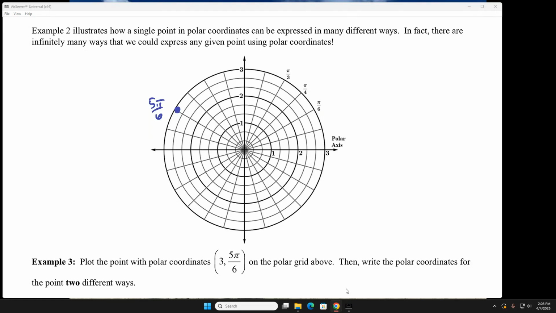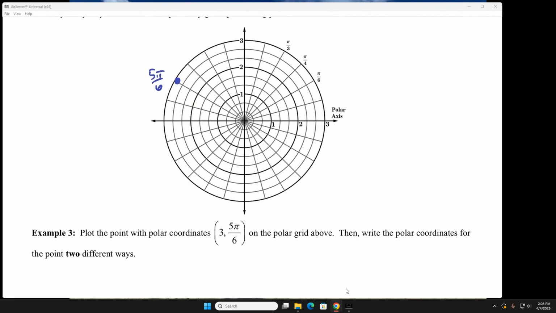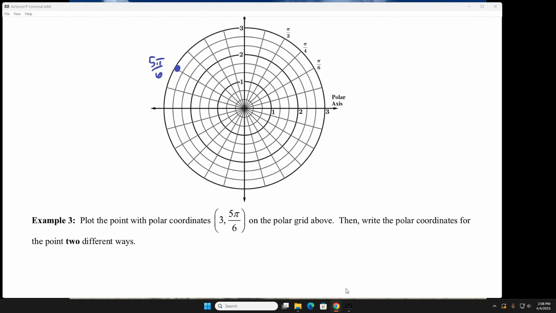Okay, and so we can try to think of some other ways to get to that point. Obviously our r has to at least have an absolute value of 3. It could be a negative r. We could use a negative 3 and then rotate in a negative direction. So that angle is the same as this in the negative direction, which would be negative pi over 6. So that's one way we could do it.